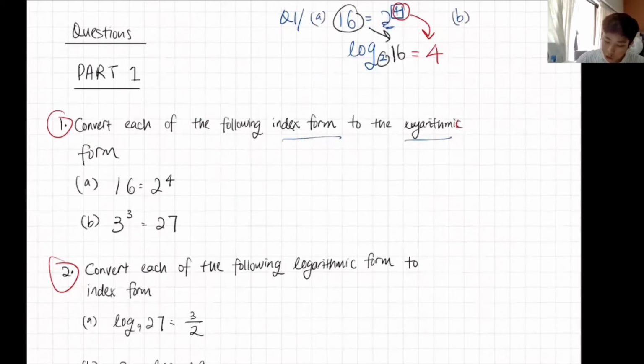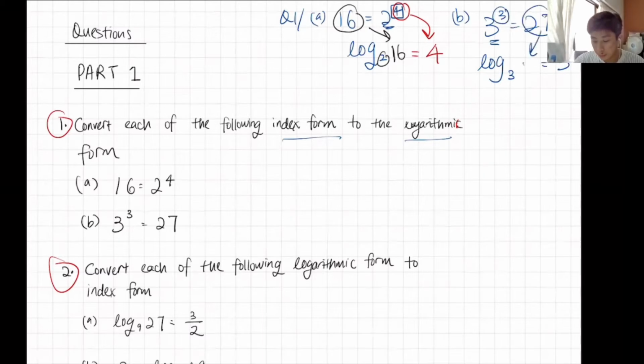Question B is 3 to the power of 3 equals 27. What you do is very simple. Log base what? Base is 3. And then equals to the power on the right-hand side. The last term will come here. This is very simple. So we are done with question 1.